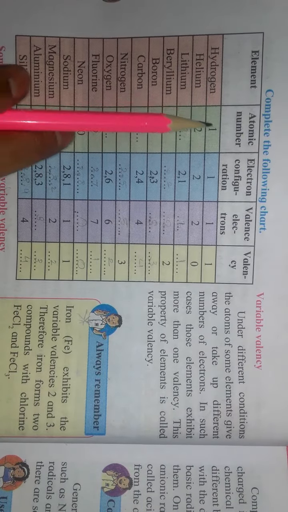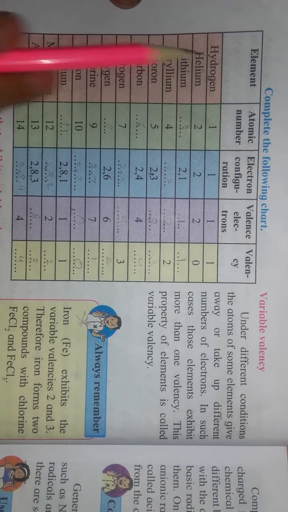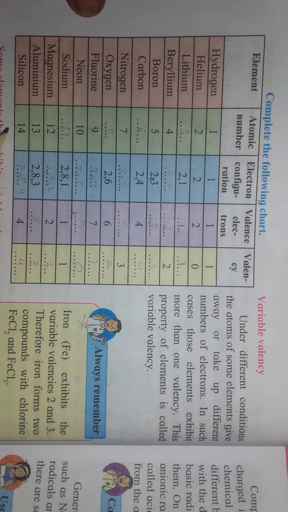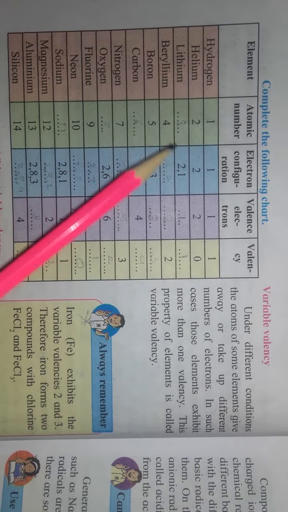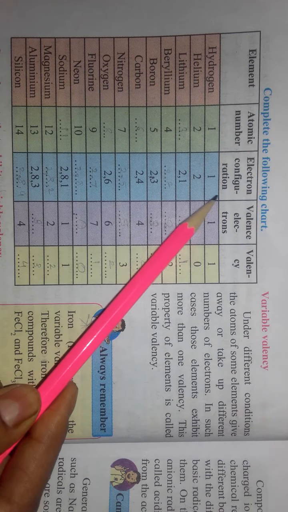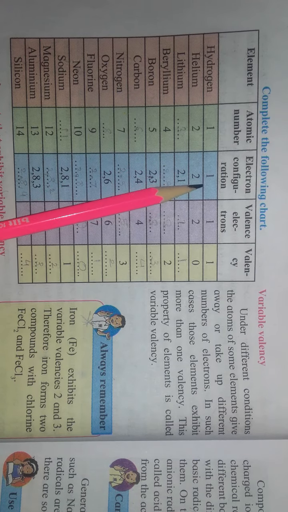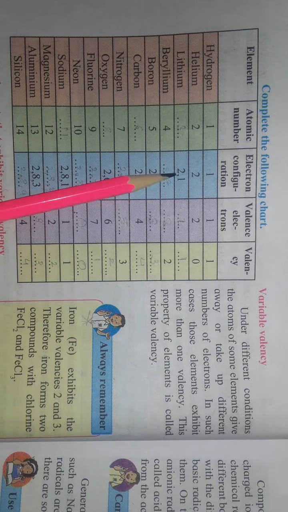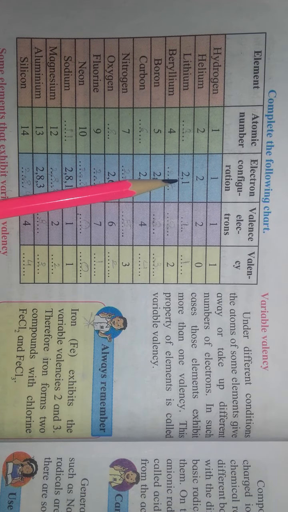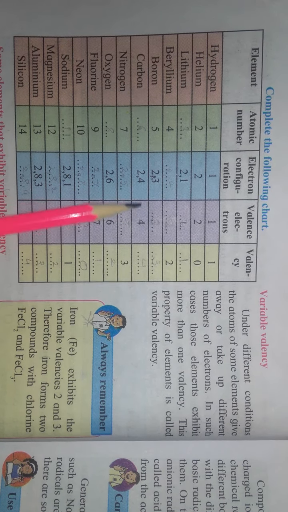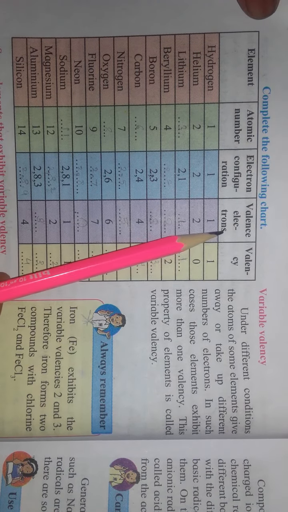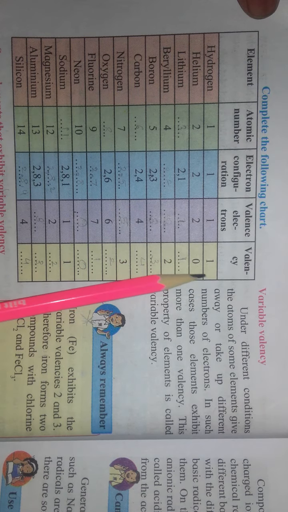See students, here some element names are given and you should write here the atomic numbers. Okay, you know that last year I taught you all the atomic numbers, and you should write here the electronic configuration by the rules of electronic configuration: first of all in the K shell 2, then the remaining in the L shell, like this. Okay, so fill up the electronic configuration here, then valence electrons and number of valency.